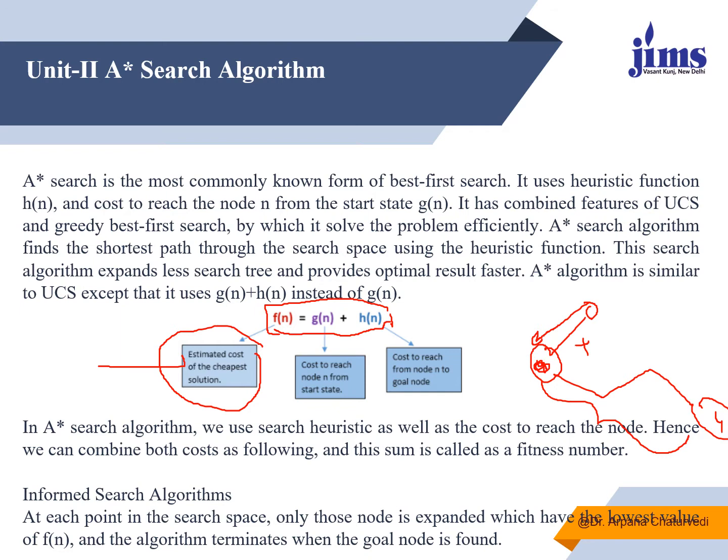So in the A star search algorithm, we use the search heuristic as well as the cost to reach the node, and we combine them and find the sum, which is known as the fitness number. At each point in the search space, only those nodes which have the lowest value at that particular moment will get expanded. Otherwise, the rest of the nodes will not be considered.